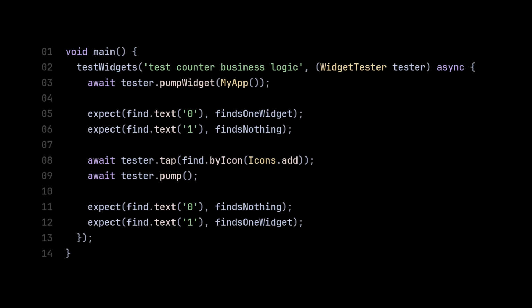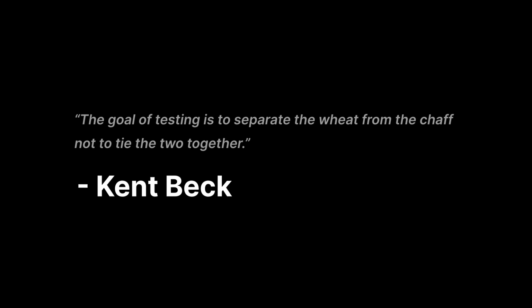For example, instead of writing unit tests for all your view model methods, you can instead write widget tests that verify the interaction between what your user sees and the business logic behind those actions. This approach will allow you to write simple tests that are easy to maintain, give you good confidence, and let you refactor without breaking tests. Think of your tests as a way to verify your code while reducing the coupling of your test code to your implementation code. The goal of testing is to separate the wheat from the chaff, not to tie the two together.